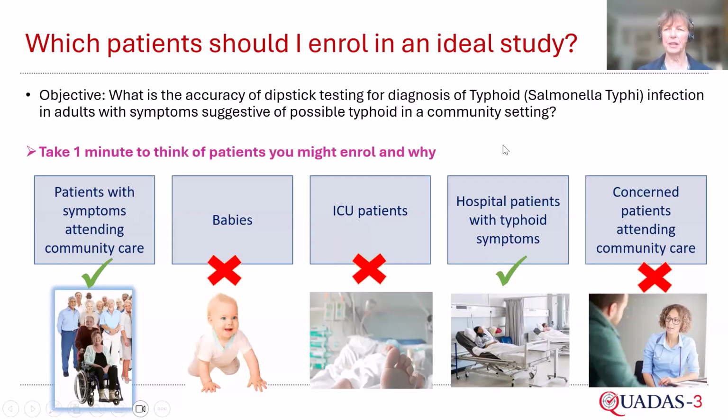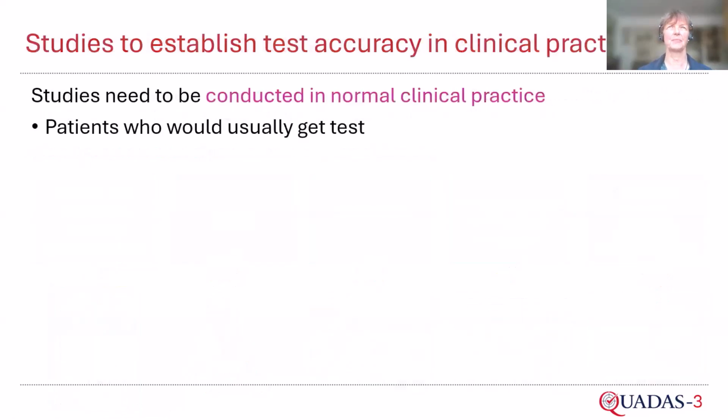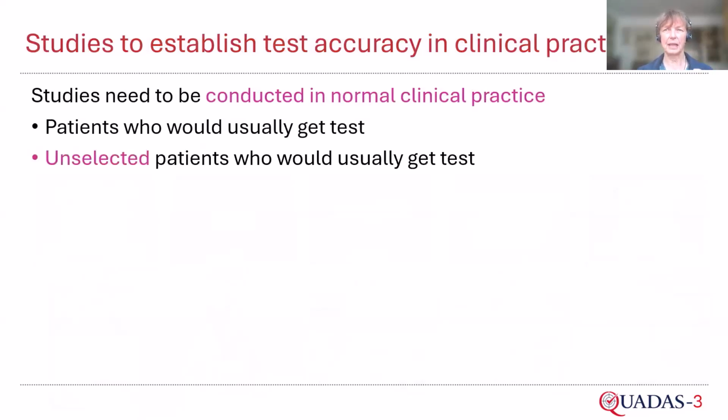So hopefully that helped you think a little bit about, when you're thinking about what your ideal trial design, you're looking at your question and you're focusing on words from that and working out exactly who would be in your ideal trial design. Okay, and that should be people who would get the test in normal clinical practice, and it should be an unselected set of people who would get the normal test.